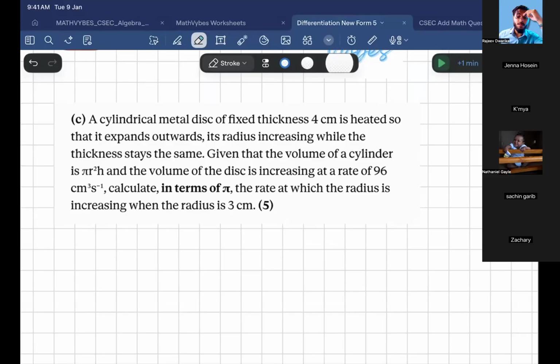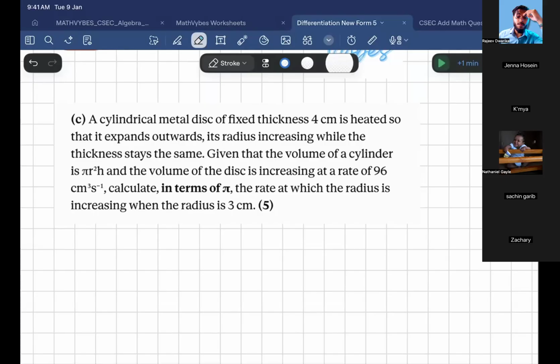Jenna, talk to me. Let me know what's going on. I'm kind of stuck, honestly. Which part are you stuck on? Honestly, I'm not sure. I don't know, I'm just stuck. Where did you reach? Well, I was going to start to differentiate the formula.